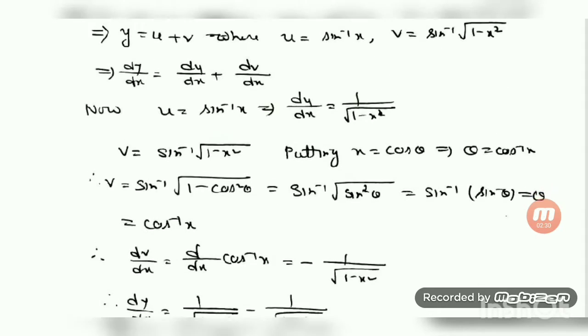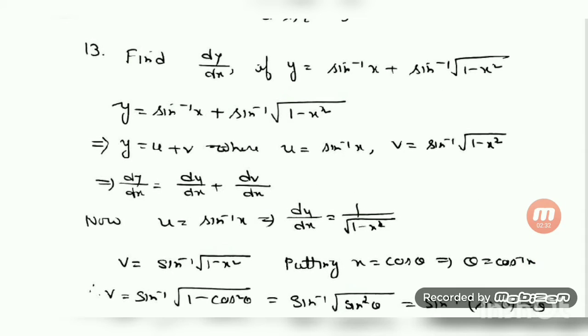Now let us go to question number 13. Your question number 13 is: find dy/dx, y = sin inverse of x plus sin inverse of under root 1 minus x square. Directly we can take the differentiation of this result by using the u plus v rule and then applying the chain rule. But in that way the question will be a little bit lengthy. That's why I have used trigonometric substitution for the second part.